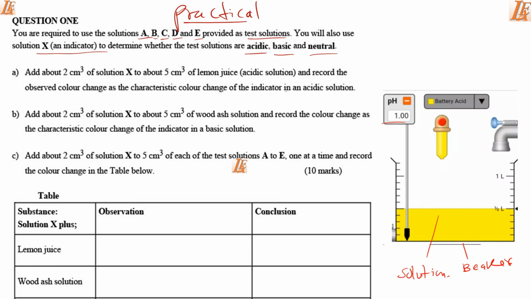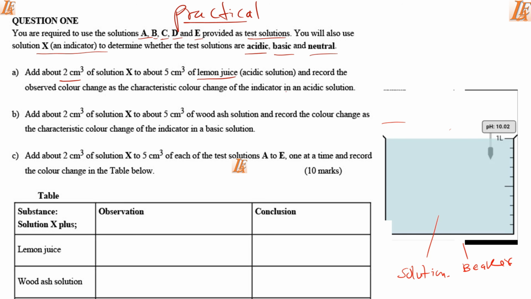Then this is what you are expected to do. You are guided on what to do. A, you are told to add about 2 cubic centimeters of solution X, which is an indicator, to about 5 cubic centimeters of lemon juice. In this case, you are given the name of the substance. You add 5 cubic centimeters of lemon juice to 2 cubic centimeters of indicator X. You are told the lemon juice is acidic, and you record the observed color change.